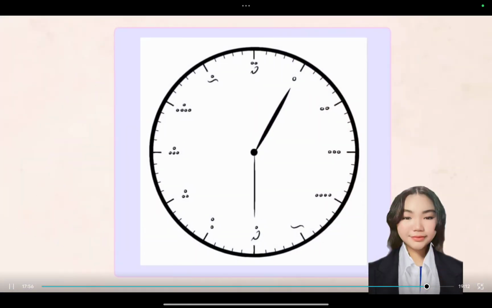For the clock, it's the same idea. The numbers from 1 to 12 were replaced with our Alon numeration symbols. The function of the clock didn't change. It still tells time the same way, but the design shows how our number system can also work visually in everyday objects. This makes the Alon system more relatable and easier to imagine in daily use.